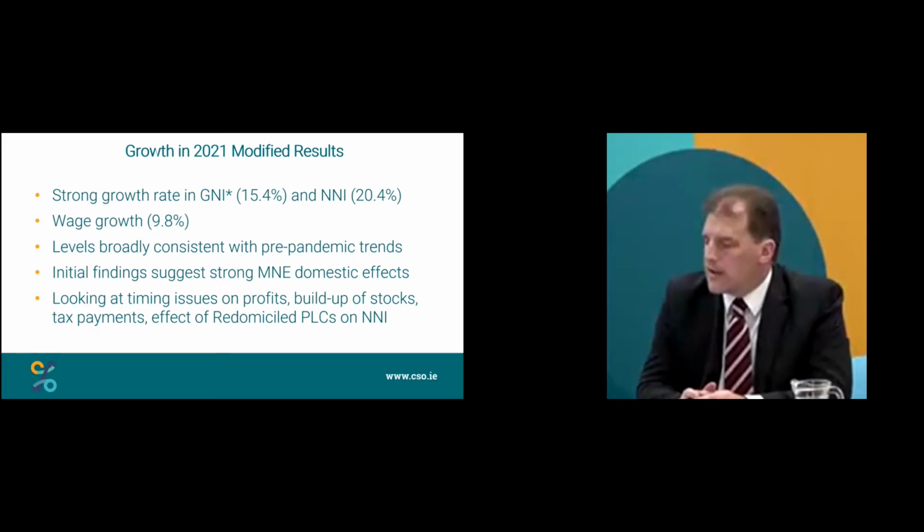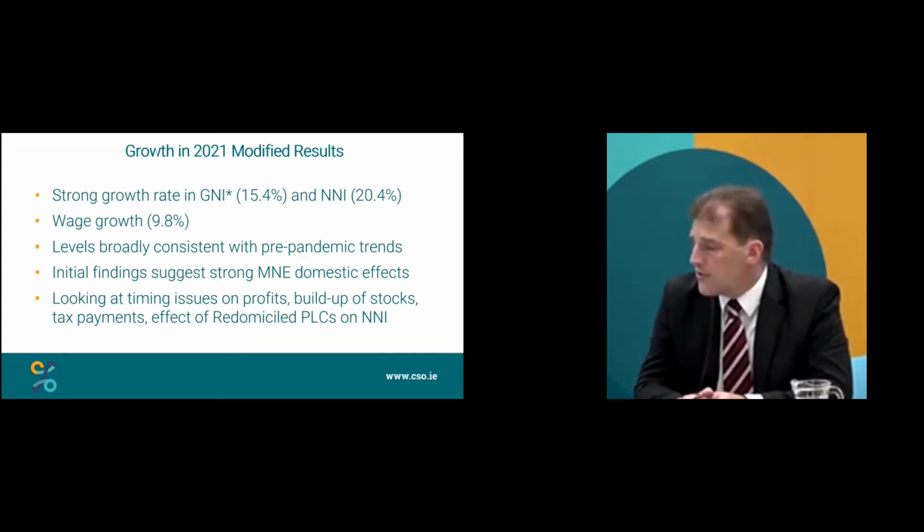The levels, so as a level indicator, what GNI Star was designed for, that's broadly consistent with the pre-pandemic trend, 18, 19, skipping 20 into 21. But what we're seeing from analysis here is that there's a lot of M&E effects on the domestic GNI Star indicator.